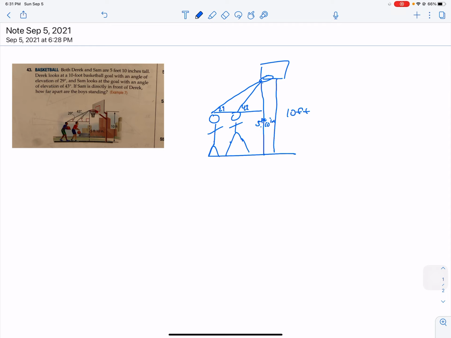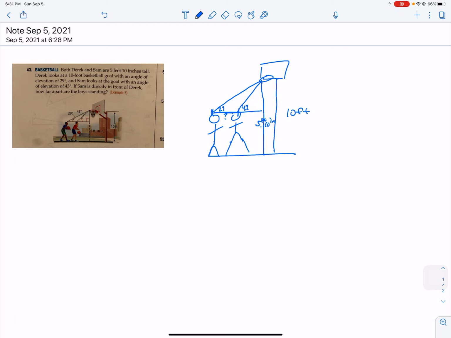In the end, if you read the problem, it's asking how far the boys are standing apart from each other, so they're looking for this length right here. This length from here to here is not really a part of the triangle, it's a subtraction of the two. If I take the full length and subtract the little triangle, that gives me what's left over. So that's the big idea, that's what we're looking for.